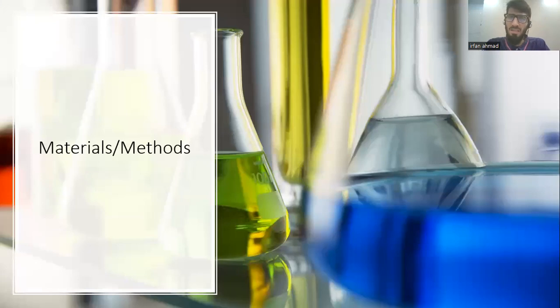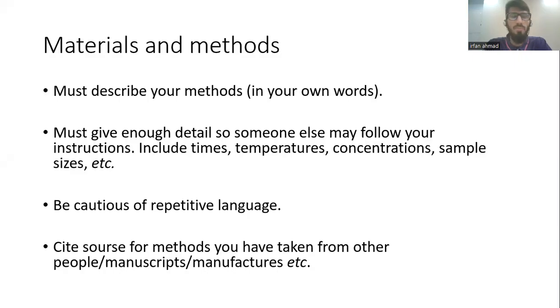Now the second most important part that you must include in the manuscript after the introduction is materials and methods. Materials and methods must describe your methods in your own words. Okay, you must give enough details so anyone can follow you. If anyone wants to follow the same study or something similar, by reading your method they can follow the study. Okay, you should be more concise and more specific, and don't be cautious of repetitive language.